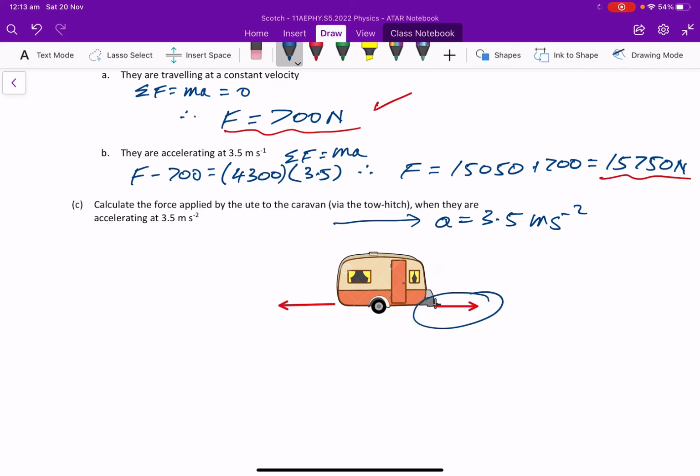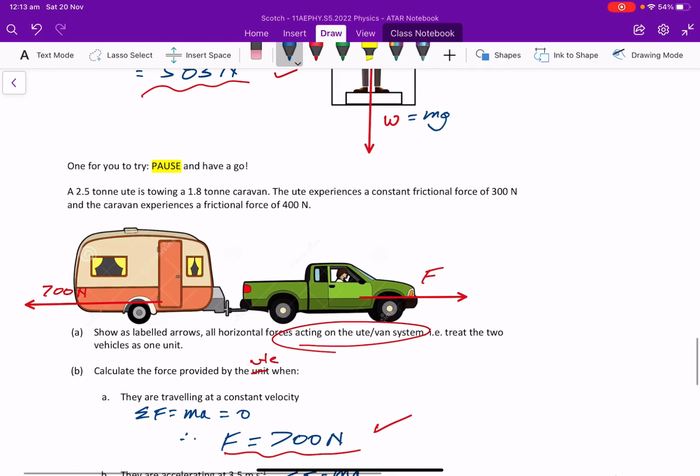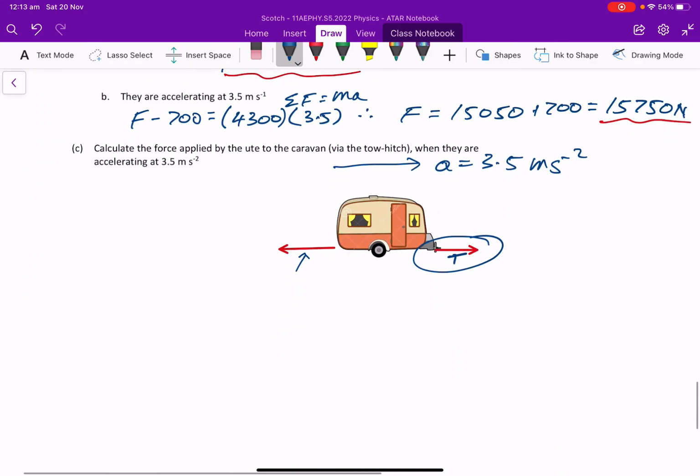Okay, so what's bigger? This guy here is clearly bigger. I didn't draw him very well, did I? He's got to be bigger than that retarding force, the friction force, by an amount equal to ma. All right, so I'm going to call that T, as in tension. It could be a rope or cable. It's actually the tension in the towing hitch. And this force is the force of friction acting on the caravan only. So it's not 700, it's 400. There's 400 newtons pushing this caravan back.